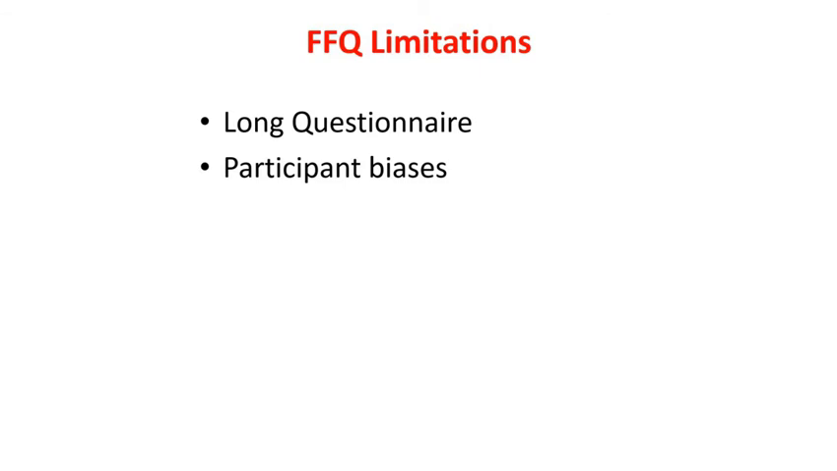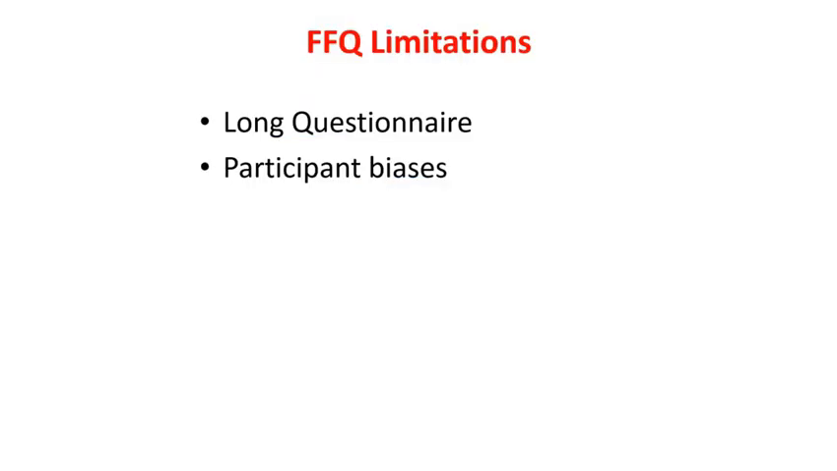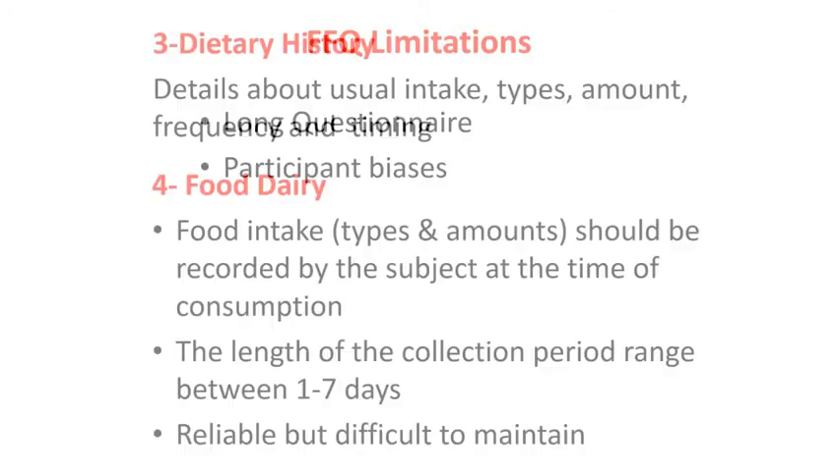And participant bias can occur. I do not eat mutton, but while filling the questionnaire, I said that yes, 2 to 3 times a week I eat it. Chicken, I eat daily. So such types of errors can occur. So take the participant into confidence and then ask, so he can give accurate answers.